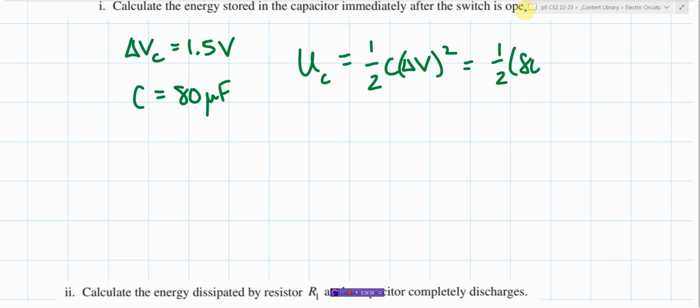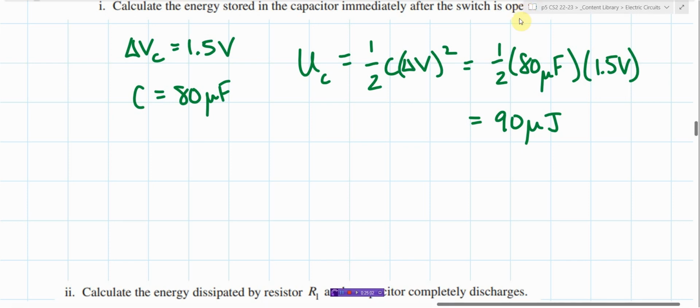80 microfarads. Delta V is 1.5 volts. Since I've got a micro in there, I end up with 90 microjoules. You also could just turn the microfarads into farads and you'd get a very small number of joules, or you can leave it as a micro, and the micro just shows up in the answer too. Okay, that's 1 point. There's nothing more to do on that one.